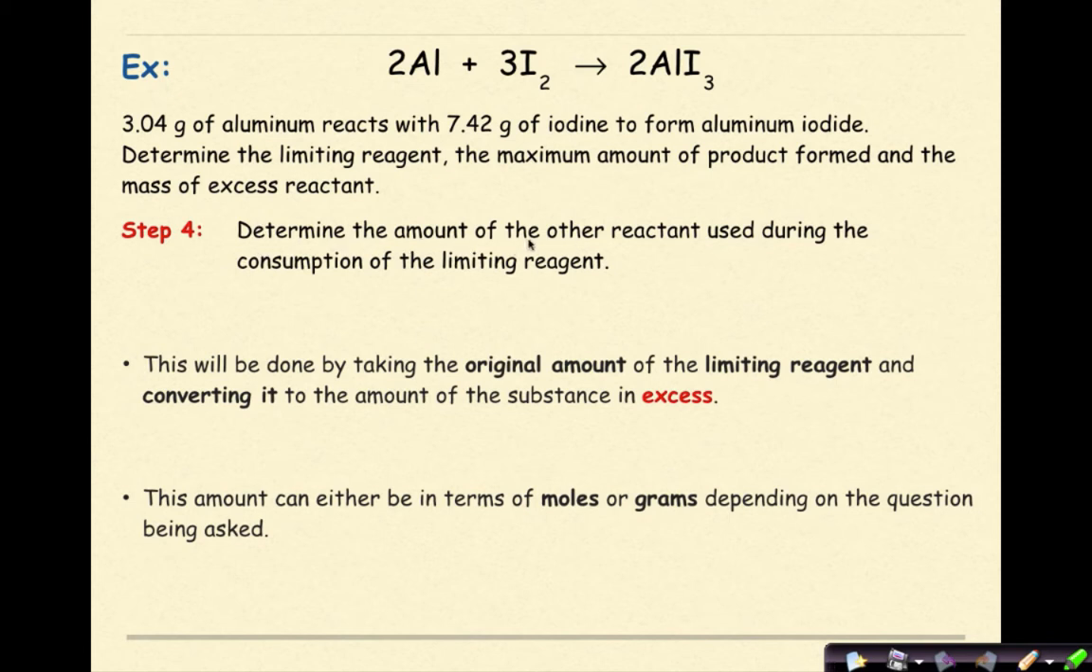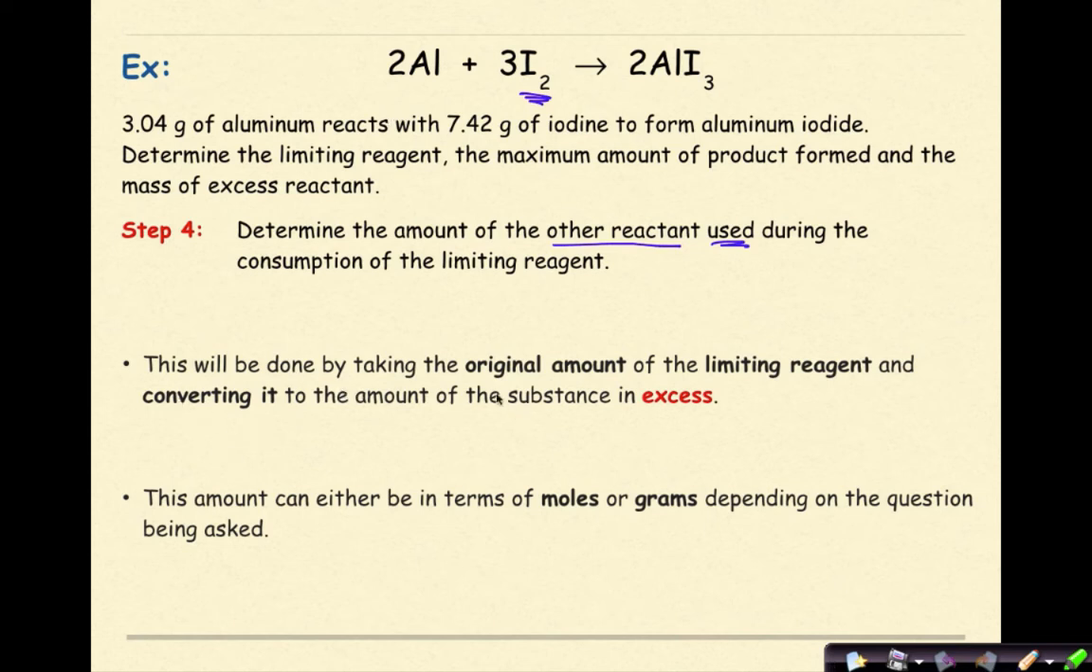Determine the amount of the other reactant used during the consumption of the limiting reagent. So we know that I2 is our limiting reagent. That means Al was not. There will be some Al left over, and that's what we're trying to figure out. How much aluminum was actually used in this reaction?